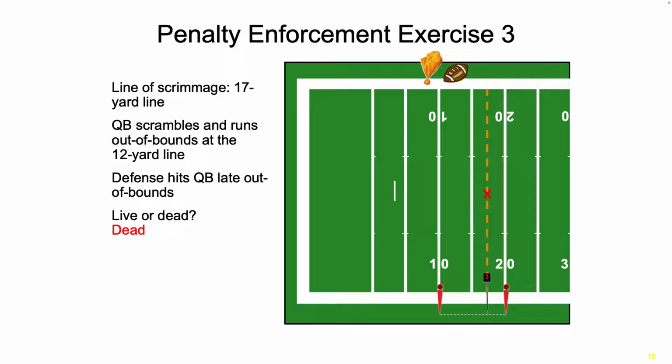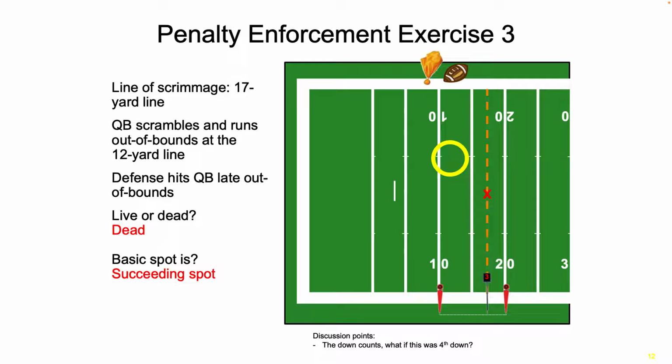Quarterback had crossed the out of bounds line. He had been out of bounds and then was hit. So the play was over when he went out of bounds. So this is a dead ball foul. The basic spot for a dead ball foul is the succeeding spot. So we're going to enforce this penalty from where the ball will next be snapped, which is the 12-yard line. Remember, on dead ball fouls, the play counts.